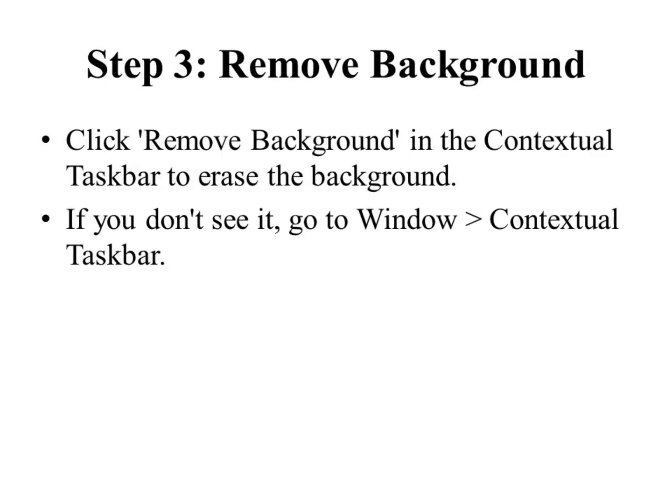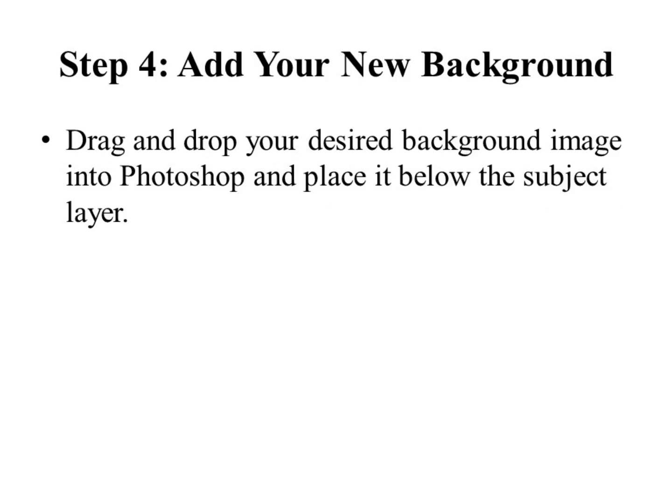Next, you gotta look for the remove background option in the contextual taskbar and click it. Just like that, Photoshop will erase the background for you. If you don't see the taskbar, no worries, just go to Windows and then click on contextual taskbar and you'll find it there. Now, after that, you gotta add a new background.